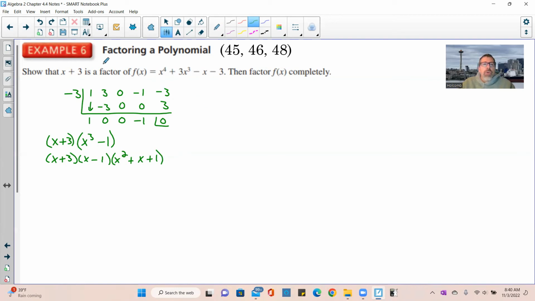Okay, so I went further than I had to. I just wanted to show that x plus 3 is a factor, and since my remainder was 0, then the factor theorem says that x plus 3 is a factor. Okay, it says then factor completely. So there it is. I factored it completely. Okay, x plus 3, x minus 1, x squared plus x plus 1. All right, so now you should be able to do problem numbers 45, 46, and 48.